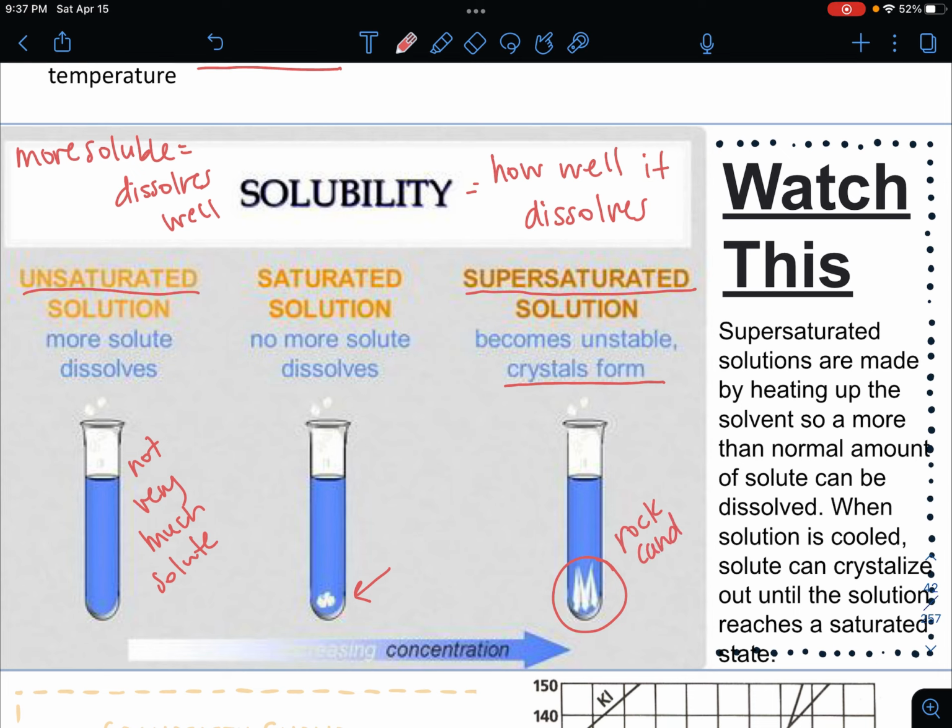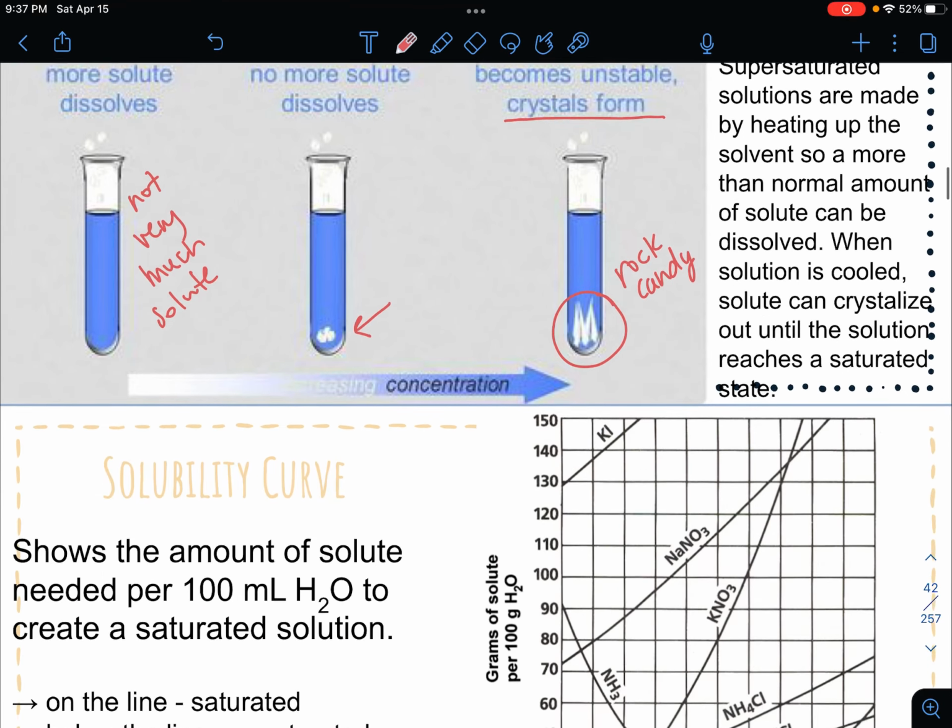If you've ever seen that at the store, you can essentially make rock candy at home. All you do is boil water and put a whole bunch of sugar in it, more than it would naturally be able to dissolve. But remember, we've increased the temperature, so we've made it easier to dissolve. Then as you let that water cool down, the sugar crystallizes out because the water isn't really comfortable holding that much sugar. We call that a supersaturated solution. We've actually put more sugar in there than that water could normally hold.